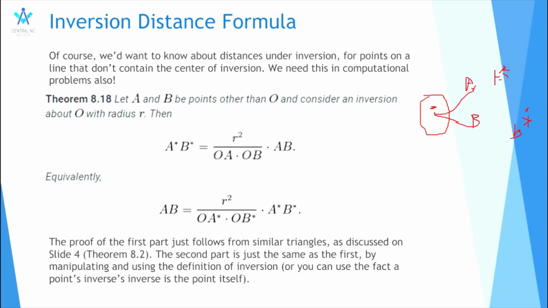Similar triangles and the power of a point length condition. And then the second one is just the reverse. Suppose this is instead A prime B prime, it's just the same thing. Or you can do a bit of manipulation using the definition of inversion, r squared over OA prime, so it should be pretty easy also.